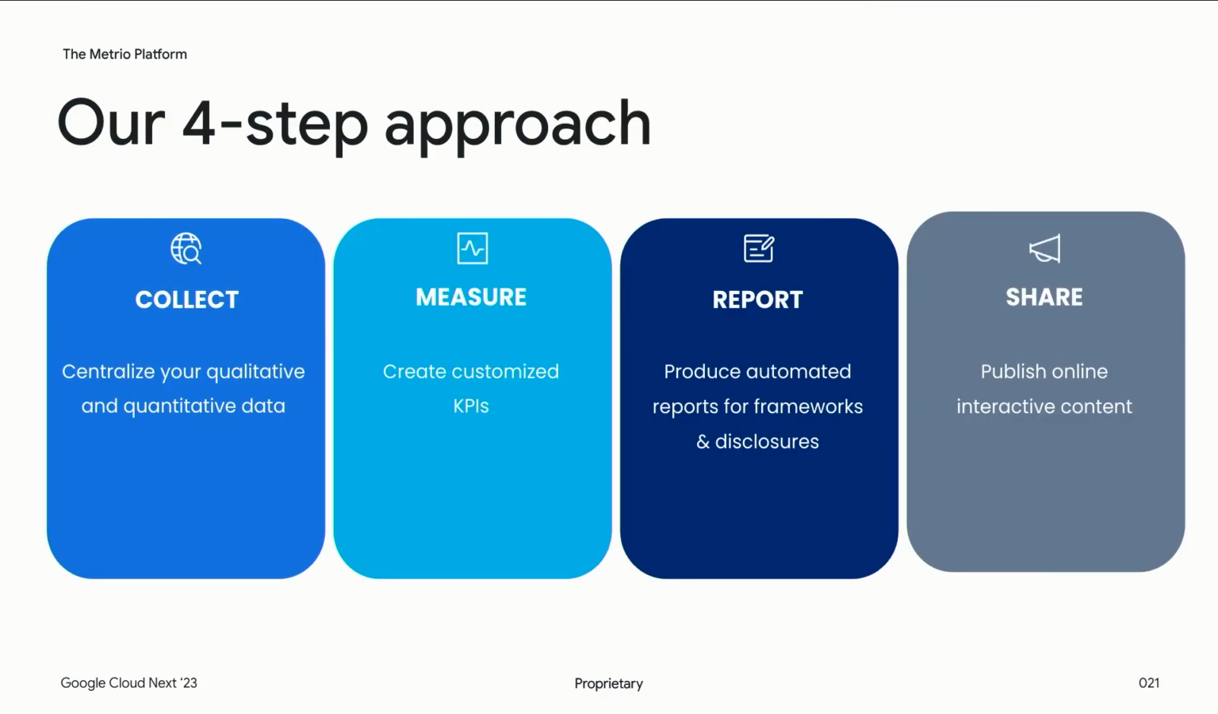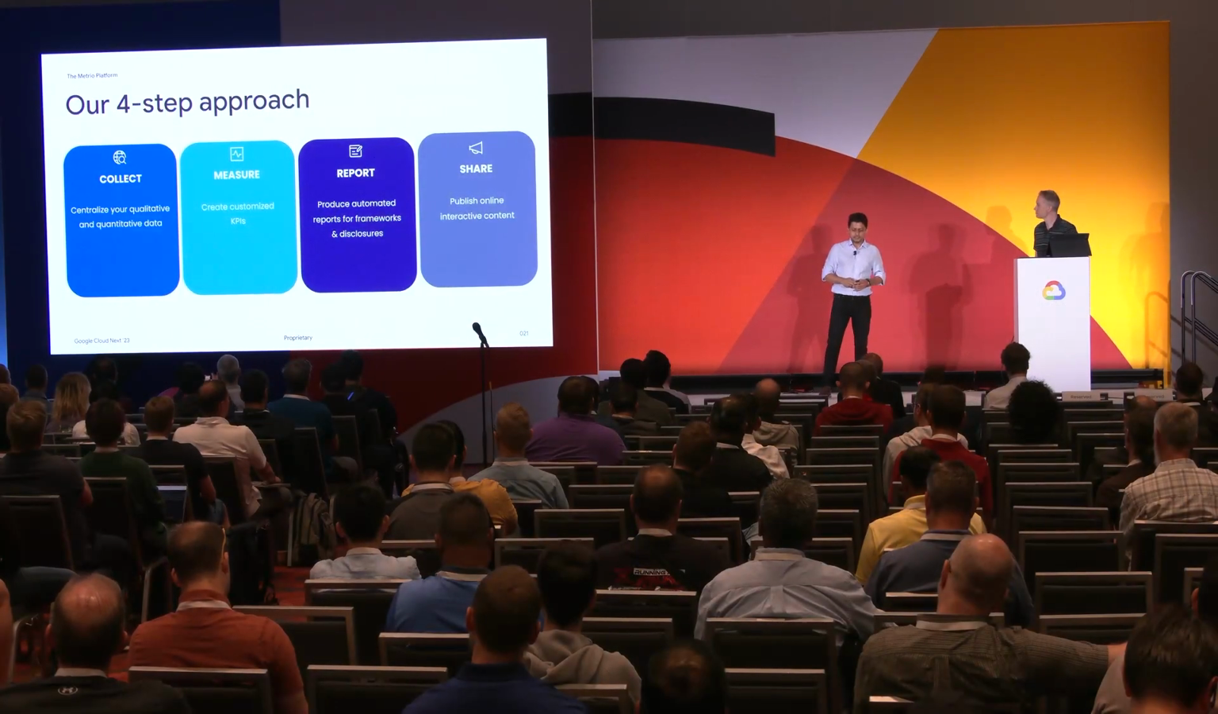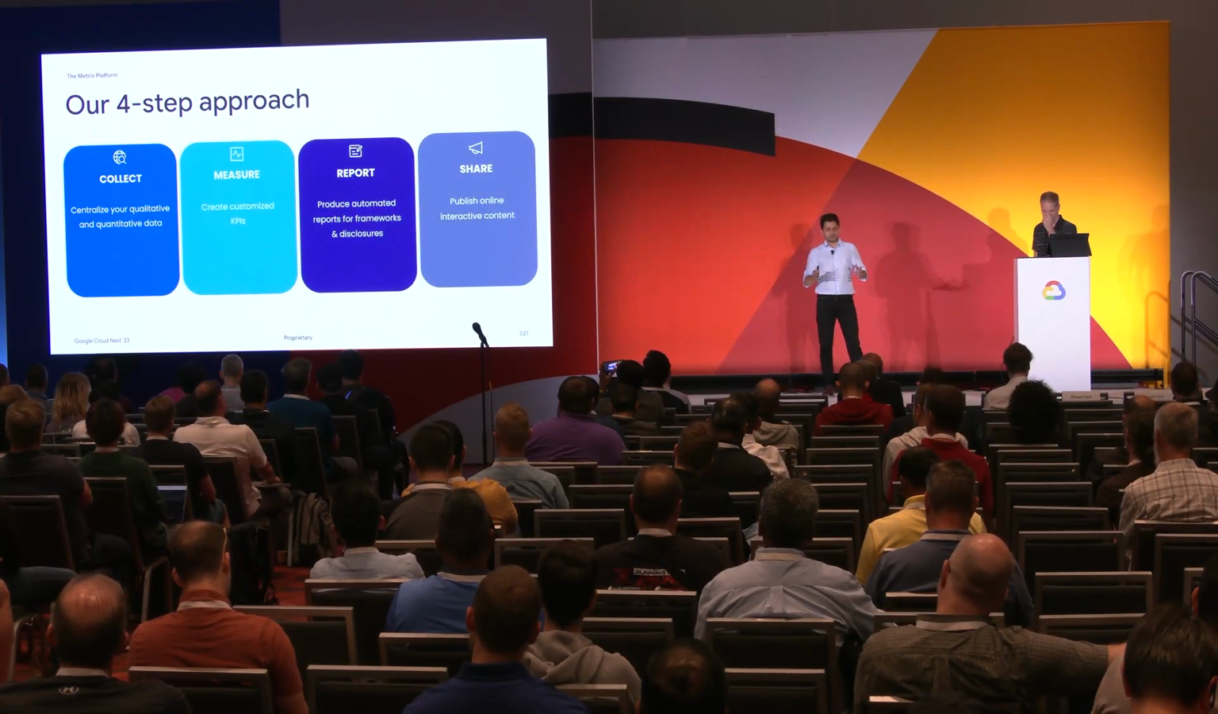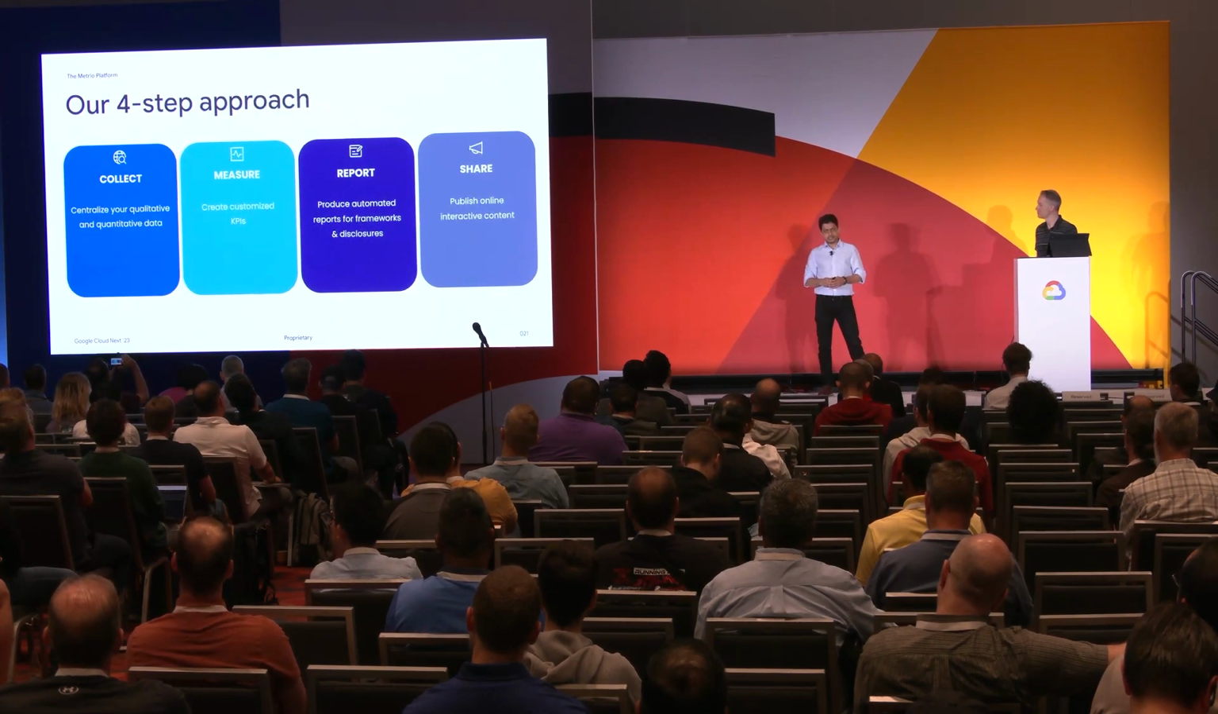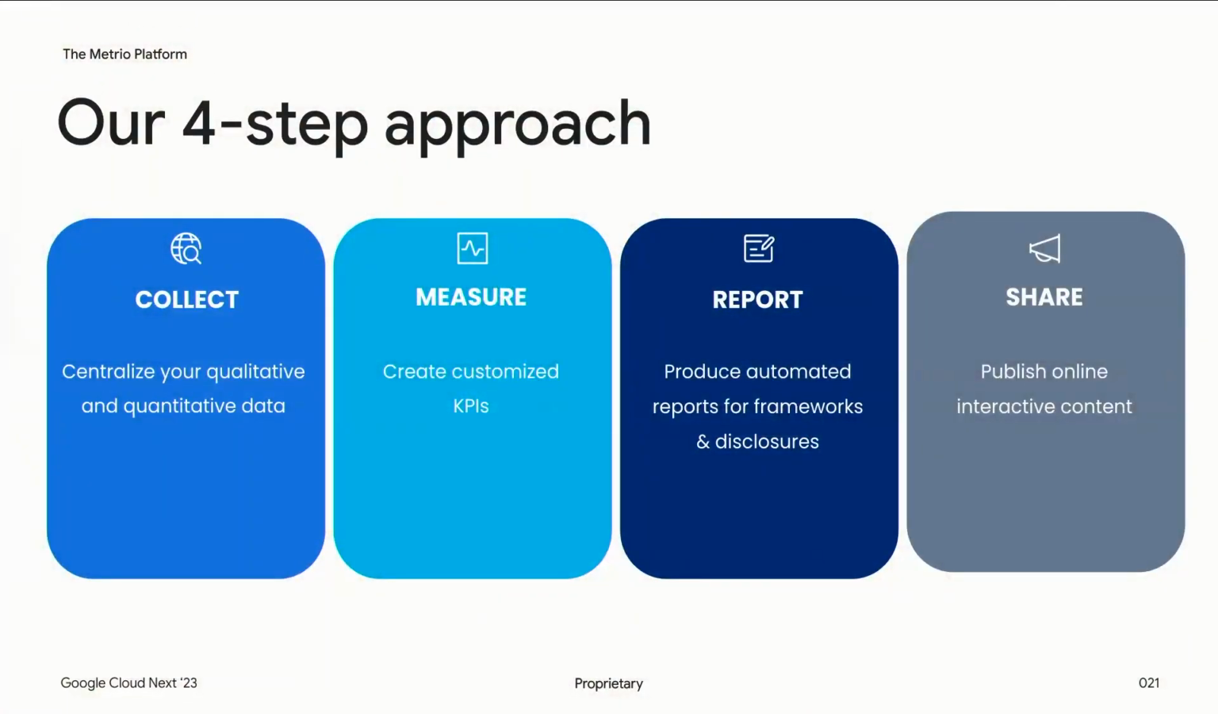Metrio follows a 4-step approach to report on ESG performance. First, it centralizes the qualitative and quantitative data. This data can come from various sources, including water consumption, waste disposal, HR, and electricity consumption. Then, create customized KPIs to measure this data, followed by generating investor-grade reports designed to be shared strategically and cost-effectively with stakeholders. And finally, publish that content online in an interactive way for consumption.